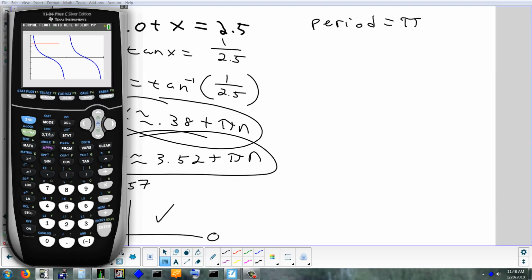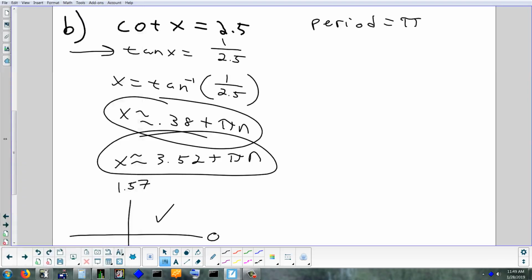I want you to see if you recognize something. Second, calc, intersect. Let me do the second one. So in the second one, I get an answer of 3.52. And the first one would be 0.38. And technically, there's nothing wrong with writing what I did right there. But does anybody notice anything about those two things that I circled?